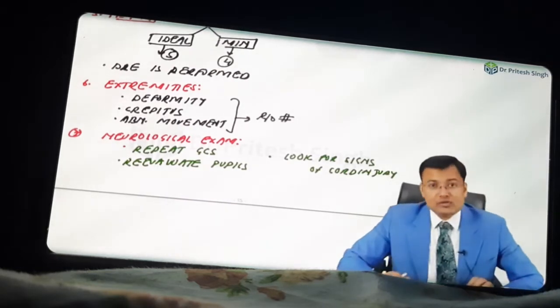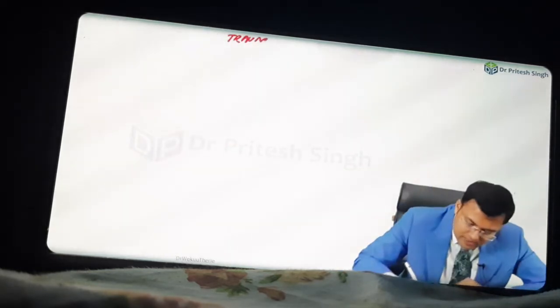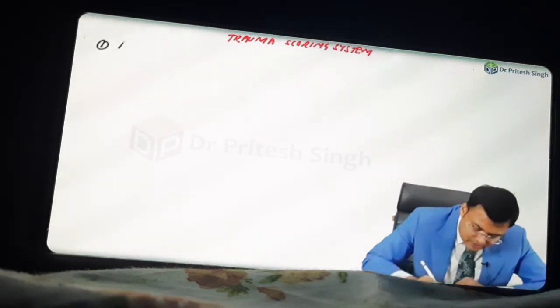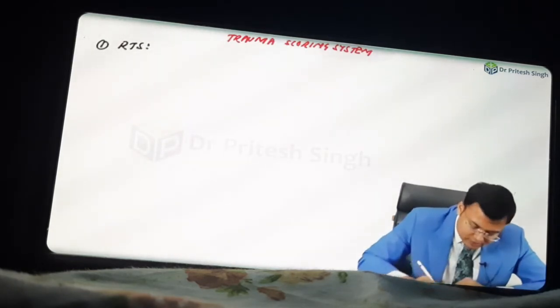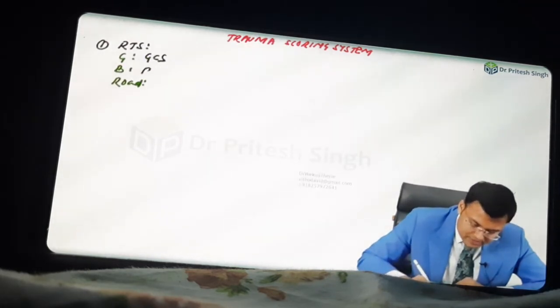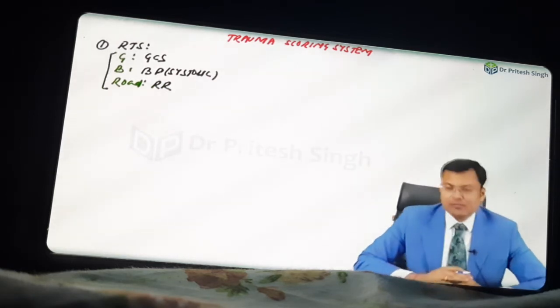After that, lots of questions are asked about trauma scoring systems. First is revised trauma score. What are the components of revised trauma score? The mnemonic is GP road. Don't go to this road. G means Glasgow Coma scale, P means blood pressure, systolic, and road means respiratory rate. So these are the 3 components of revised trauma score.